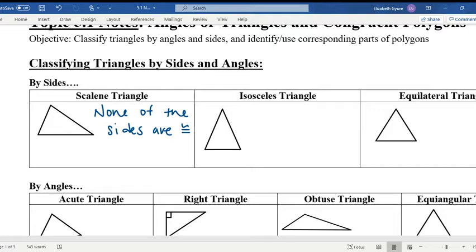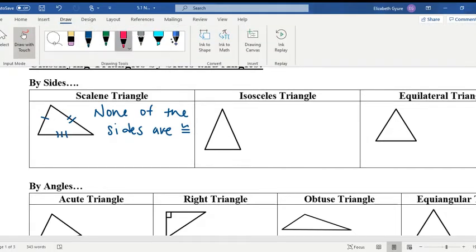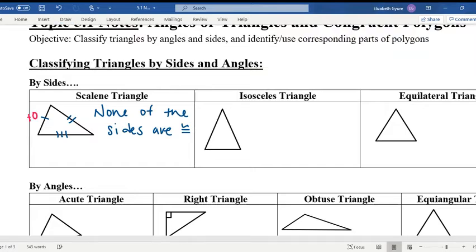Now, when we classify a shape, different labeling might be given to you, or if you need to draw a shape, you might have some different ways to label this. If you want to indicate that all three sides are different, you could either put different numbers of congruent marks in them, like maybe 1 dash, 2 dashes, and 3 dashes. Or you might physically see different measurements, like maybe it tells you this side is 10 units, this side is 14 units, and this side is 15 units. All right, so that could be written in a few different ways.